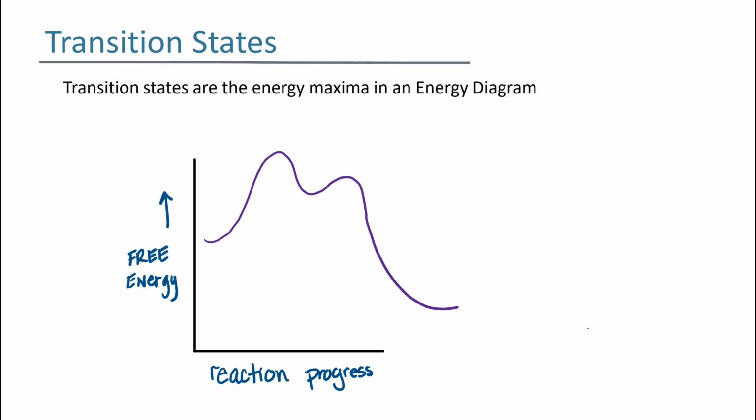Let's talk a little bit more about those transition states. If you have an energy diagram or a reaction where you have more than one step, then you're going to have more than one hump. Right, so this and this are both showing transition states. These are where your energy maxima are. You can have more than one transition state. And these are where your bonds are breaking and forming.